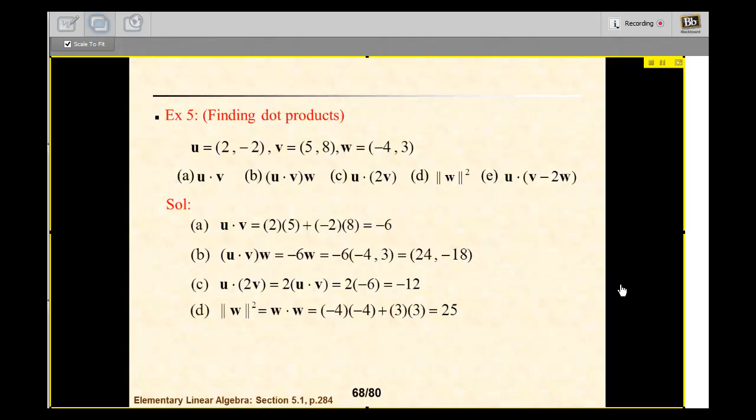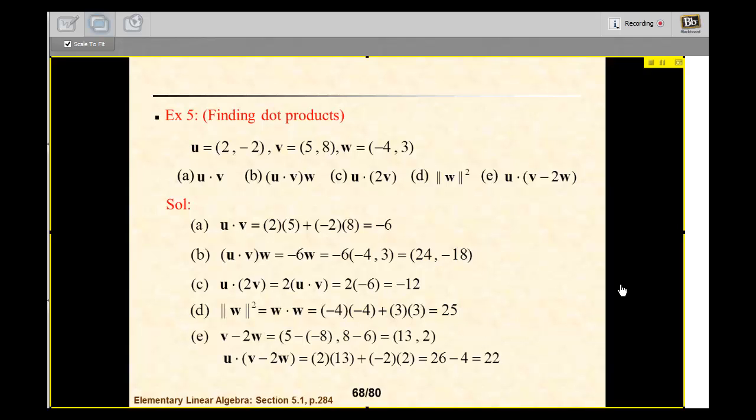From the D part, it says the norm of w squared. So we can write w into w. W into w we can write as 4 into 4 and 3 into 3, and that will be equal to 25. And the last one is u dot v minus 2w. Again, we write it component by component, and we will get 22. That is the dot product. Hopefully you understand how we can operate on these things.